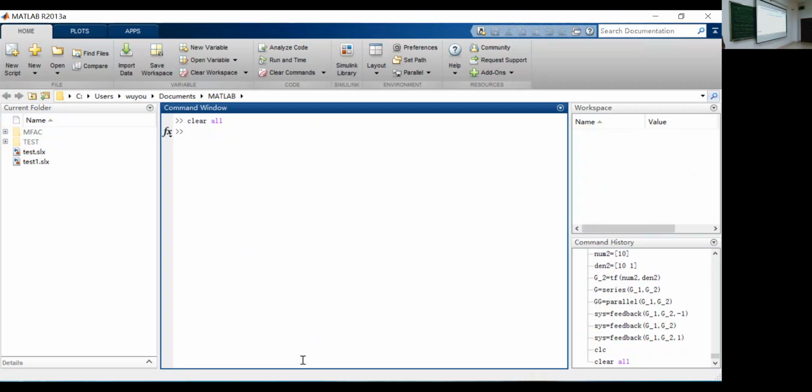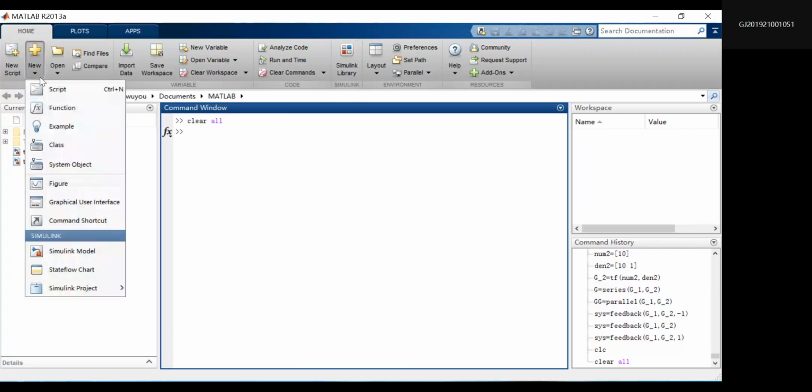Okay, here are some knowledge about how to use command windows and some codes to write in the transfer function into Matlab and do some simplified connection to get the final transfer function. And one more software, maybe in Matlab, you should be familiar with it, Simulink here. Maybe we first should add a new Simulink model here.